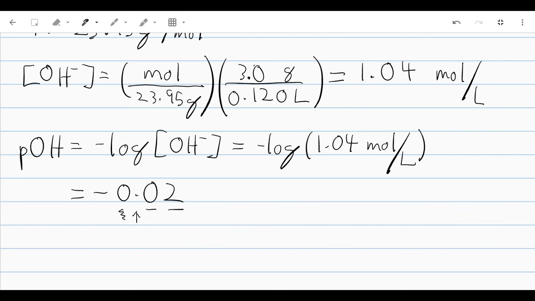The other thing is that this is a negative number. The pH and pOH scales do go into the negatives. Because the concentration of this solution is greater than 1 mole per liter, the pOH of it is actually a negative number because we took the negative logarithm, and the log of 1 is 0. So as soon as you go above 1 mole per liter concentration, you start to get negative pHs and negative pOHs.